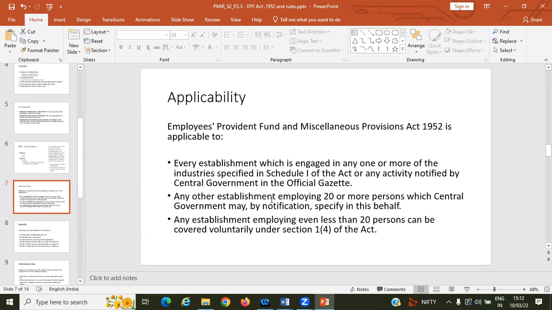They can also register as per that, that is called voluntary registration. Any establishment employing even less than 20 can be covered voluntarily under the section 1 subsection 4 of this act. Any other establishment employing 20 or more person, 20 is the minimum number of employee, but if a company has less than 20, they can also register.